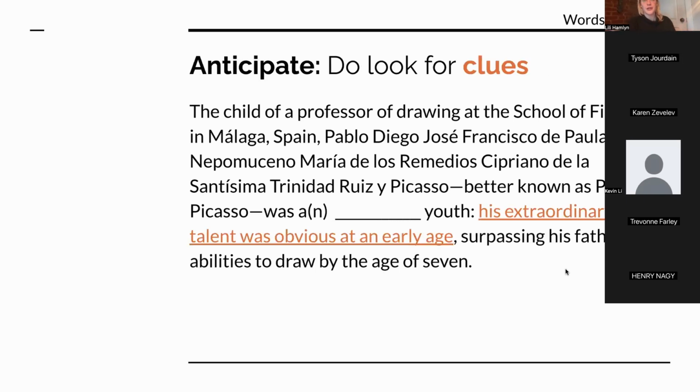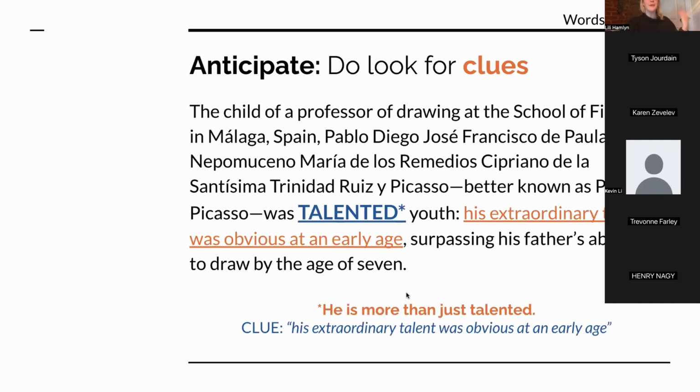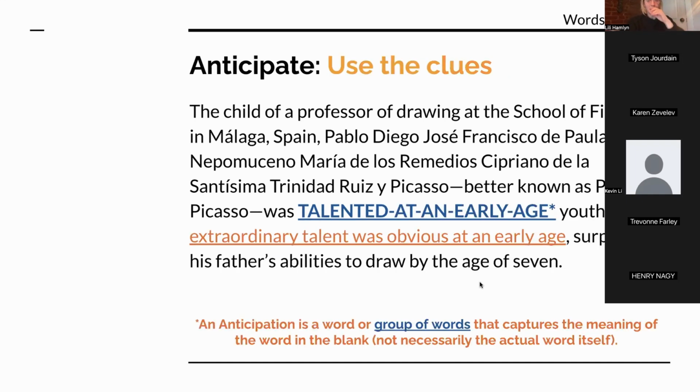So here, our context clues would be: his extraordinary talent was obvious at an early age, right? So we would maybe say talented, but he's more than just talented. It needs to put in that it was from an early age. So we would say talented at an early age. So again, we can use this group of words. It doesn't have to be a single word.